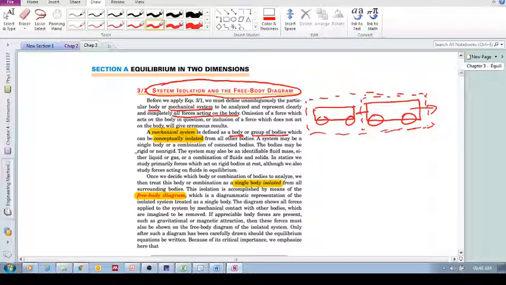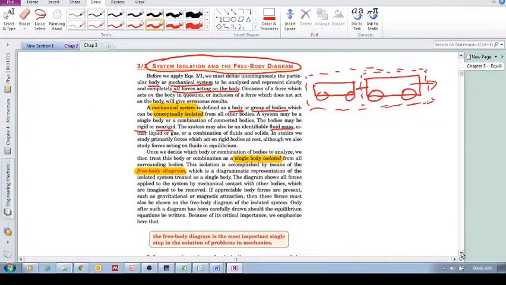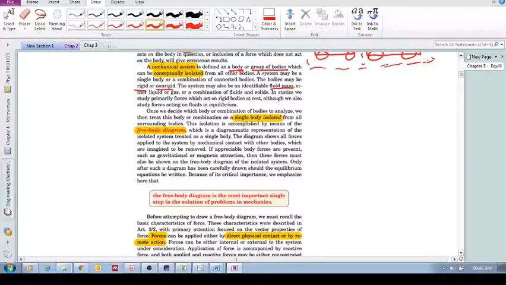The bodies may be rigid or non-rigid. They can also be a fluid mass, liquid or gas. And let's carry on here. This is a very important statement. The free body diagram is the most important single step in the solution of problems in mechanics. So it is so important that we learn how to do this properly.